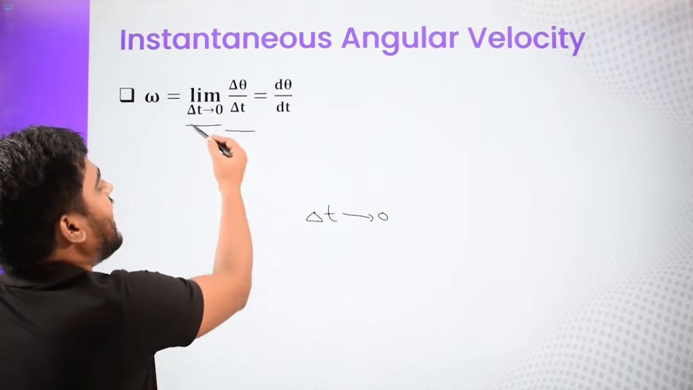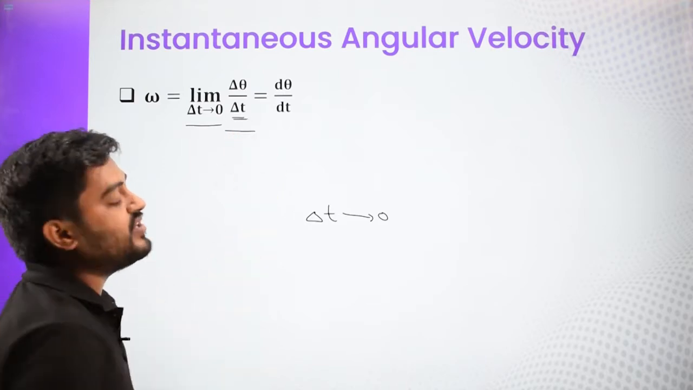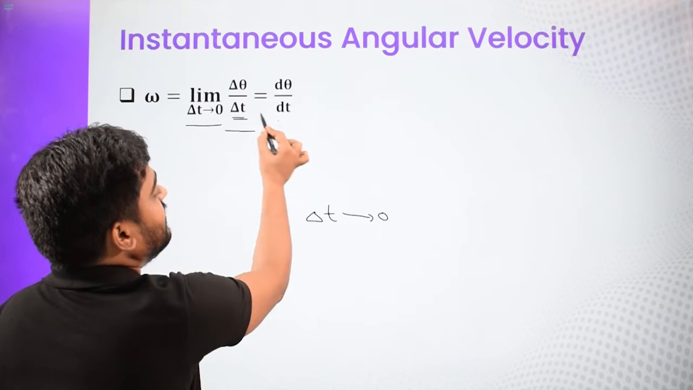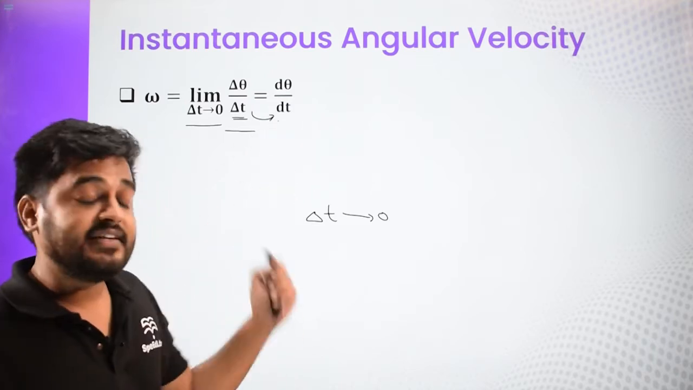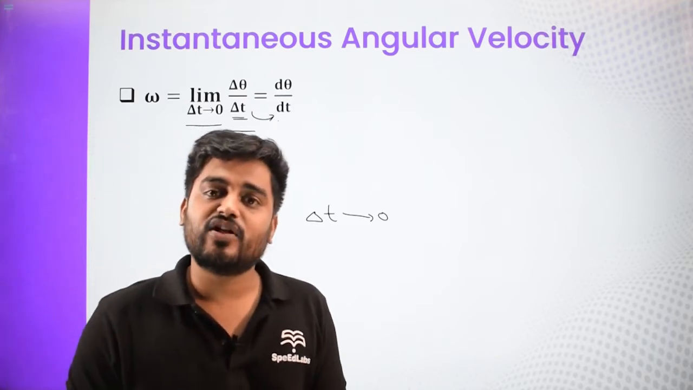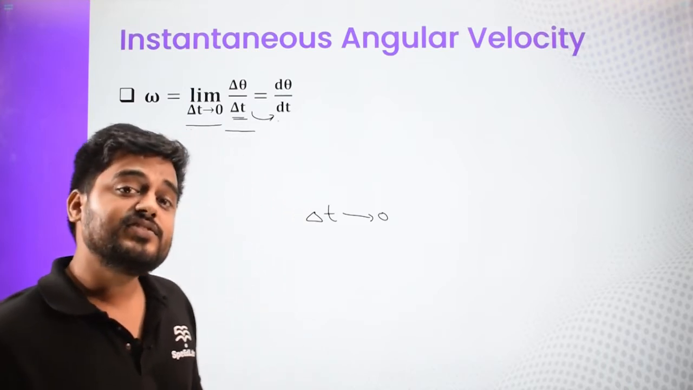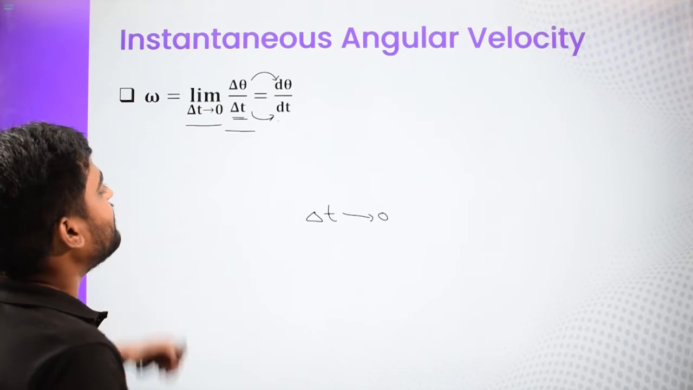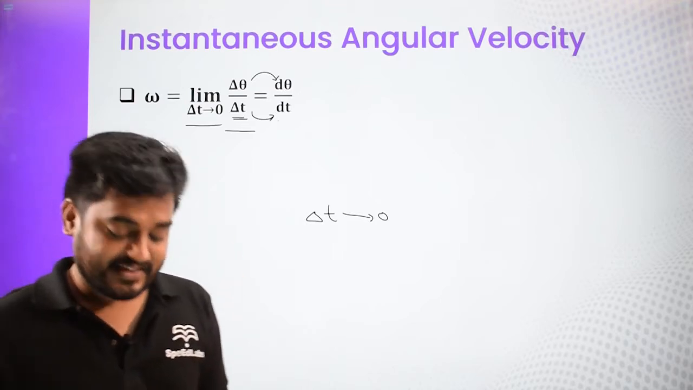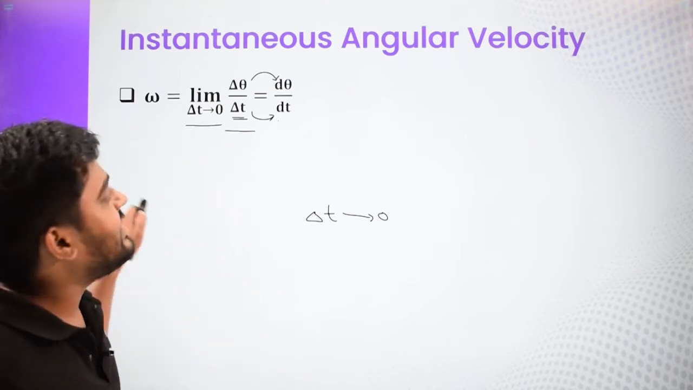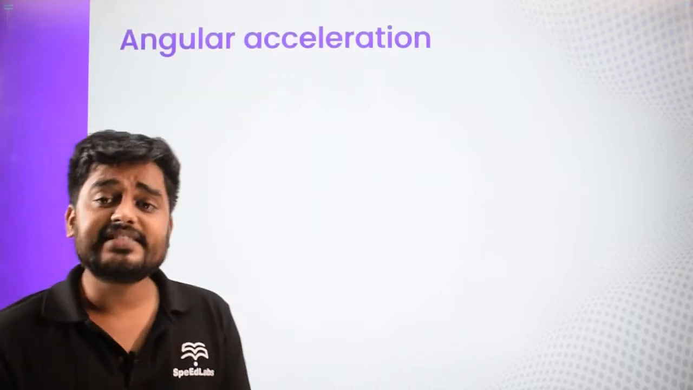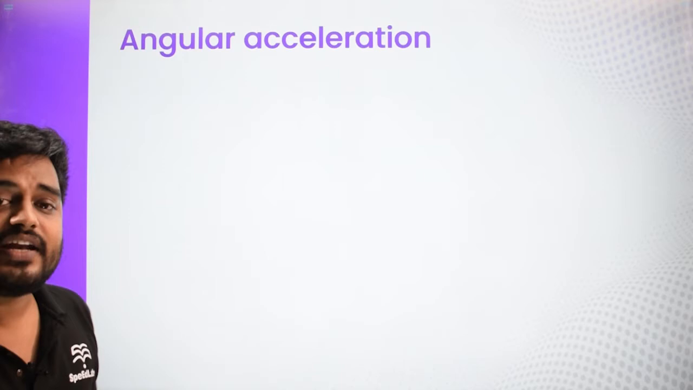So when the time approaches 0, this time duration becomes infinitely small, and that is written as dt. And what about delta theta? When duration is very small, the change in angular displacement is also going to be very small, so it becomes d theta. So this is how we defined our omega, that is d theta by dt, that is your instantaneous angular velocity. Next is angular acceleration. So what is angular acceleration?